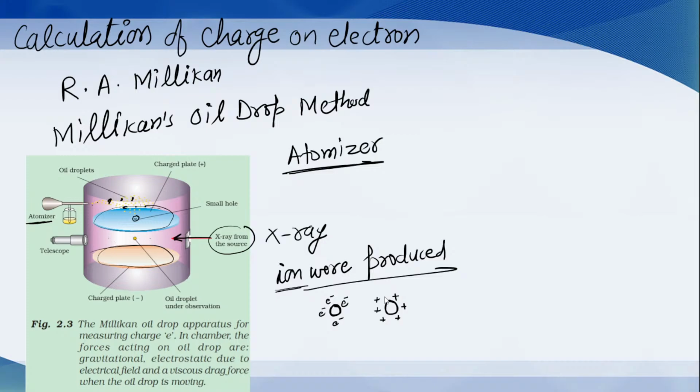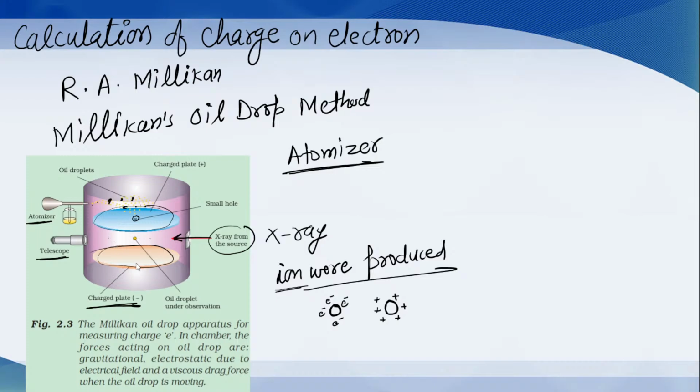And now by carefully monitoring the effect of electric field on the motion of these oil droplets. See, if it has a negative charge, the plate below is negative and the upper plate is positive. And this is the telescope used. By carefully monitoring the effect of electric field on the motion of the droplets, he was in a position to determine the electric charge on the droplets.